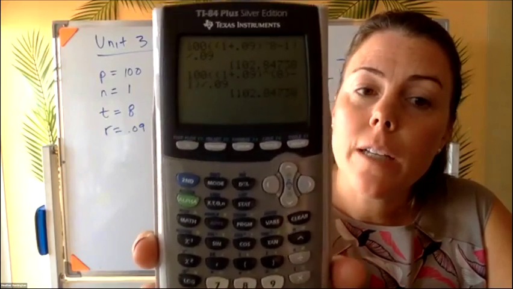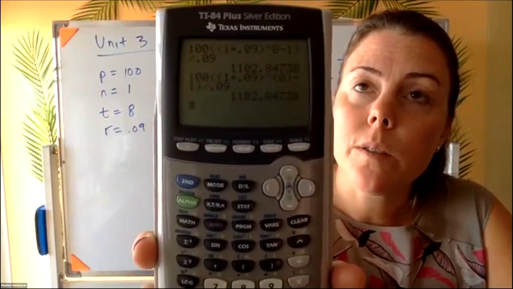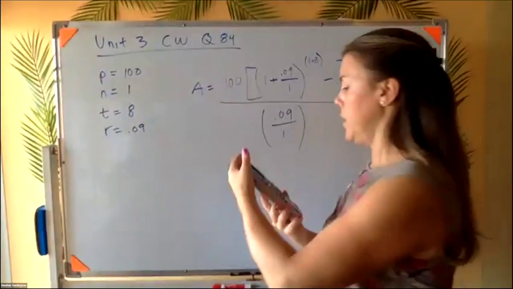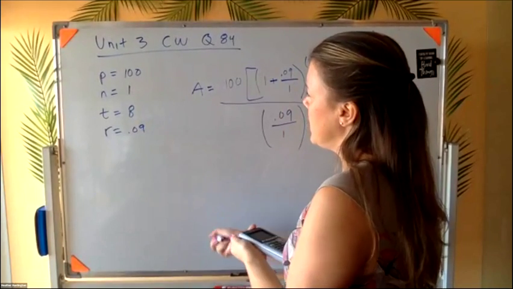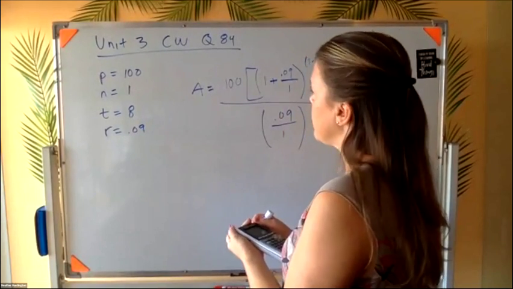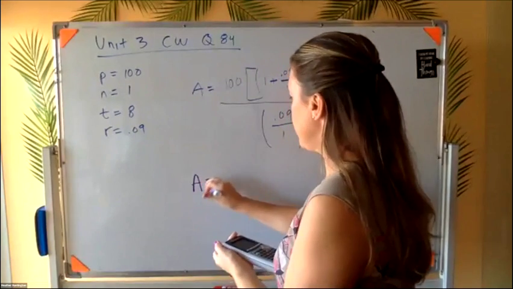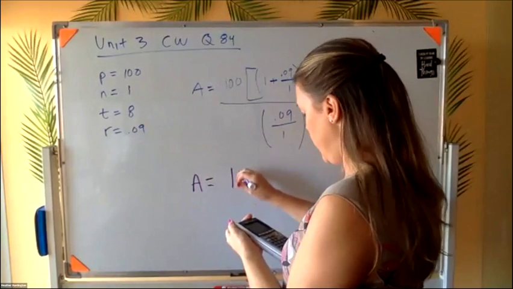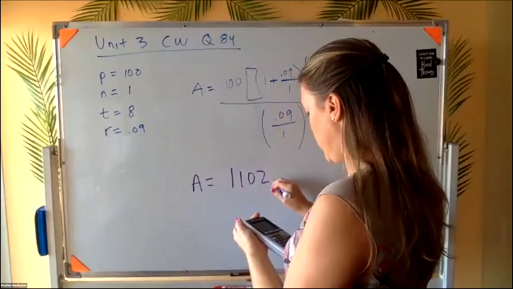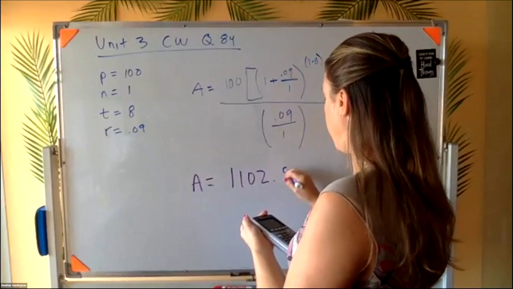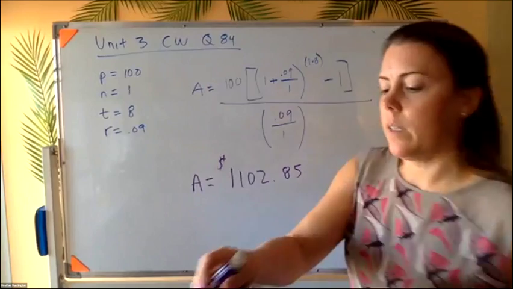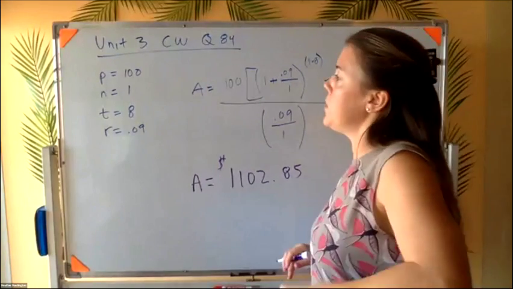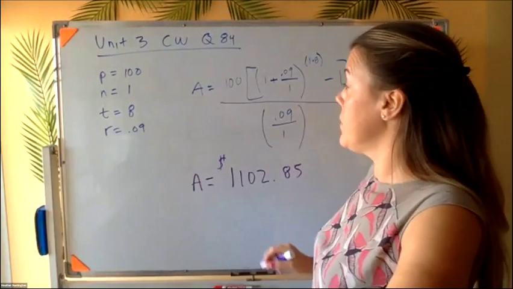Okay, and then when you get an answer, always ask yourself, does it seem reasonable? So this is saying, so the accumulated amount is $1,102 and 85 cents. Kind of seems like not a lot of money, but we're only depositing $100 every year.